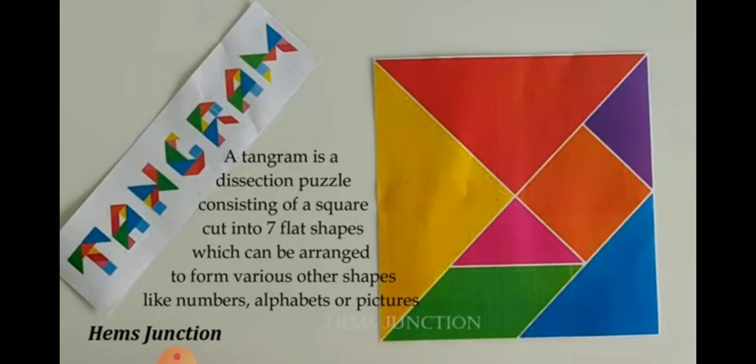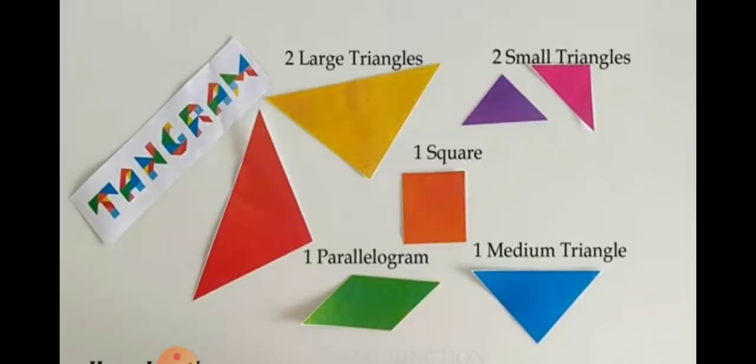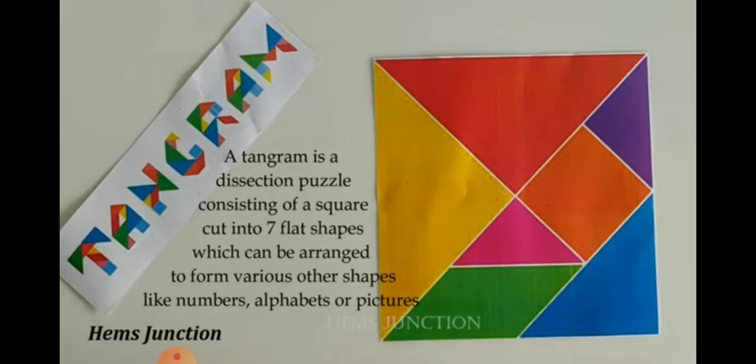Now let us see, students, what is a tangram. A tangram is a dissection puzzle consisting of a square cut into 7 flat shapes which can be arranged to form various other shapes like numbers, alphabets or pictures. So from this you can know that using a tangram we can make different shapes. We can use the shapes given in a tangram to make other shapes, alphabets and numbers.